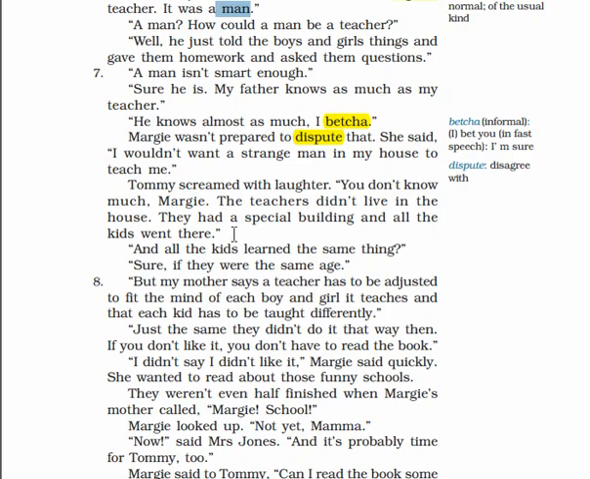They didn't live in the house. They had a special building and all the kids went there. And all the kids were of the same age.